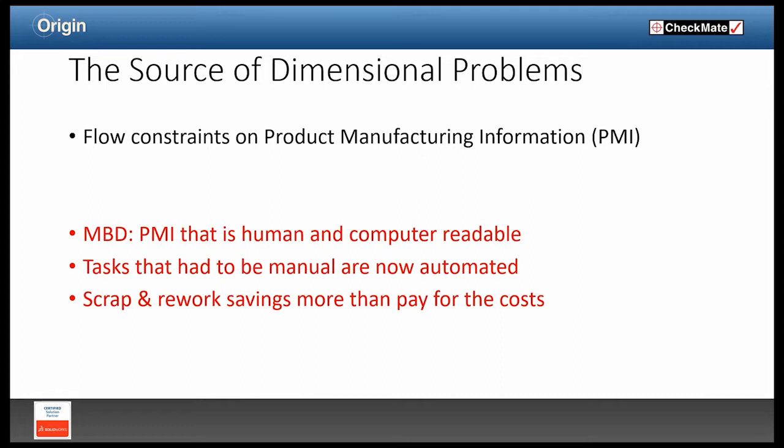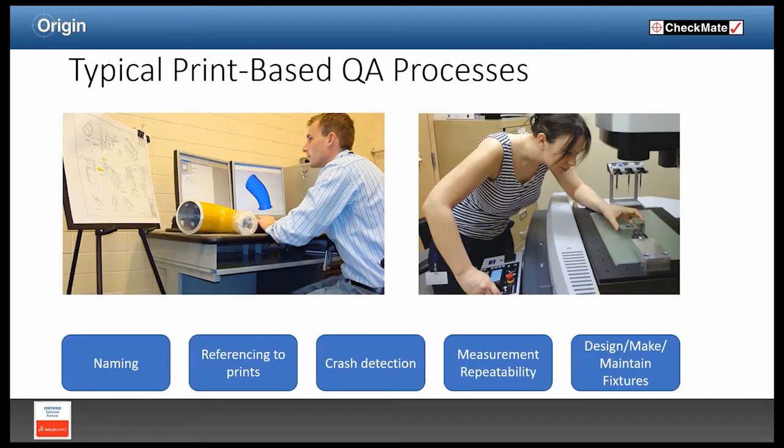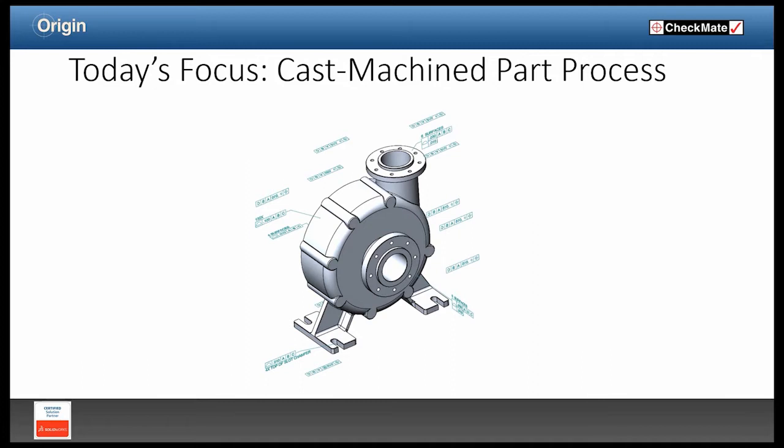MBD really removes this constraint because it's PMI that computers can read and people can read too. So manual processes can be automated and done well. MBD pays for itself and adds a tidy profit as well. If you visit QA or you work there, you're probably familiar with these manual processes that are needed to consume PMI. It takes a lot of expertise and time, which really brings me to the third part of our demo, which focuses on the cast machining process, and in particular this cast pump housing, prior to machining.